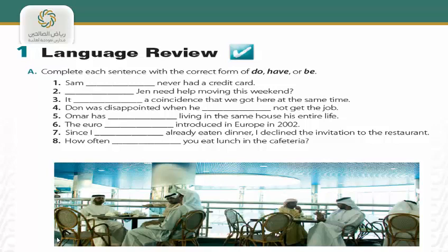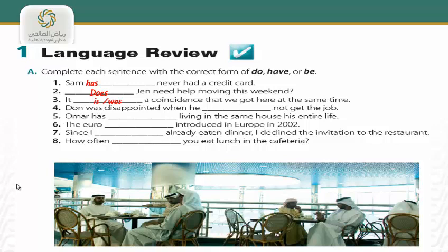Number 2. Jen needs help moving this weekend. Need this weekend. Exactly. Does. Very nice. So, think of the rest of the blanks. Okay, you're doing very well. Have a look at the answers. Sam has never had a credit card. Does Jen need help moving this weekend?